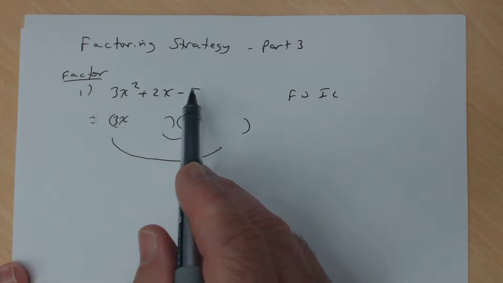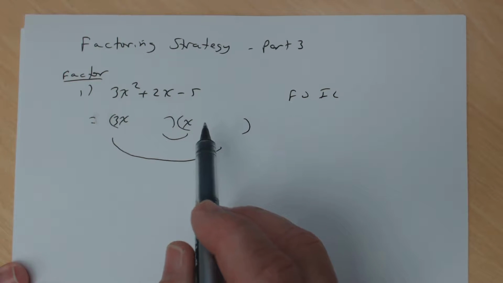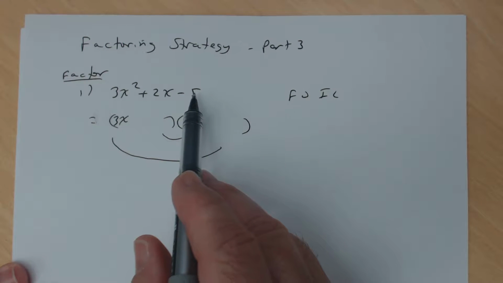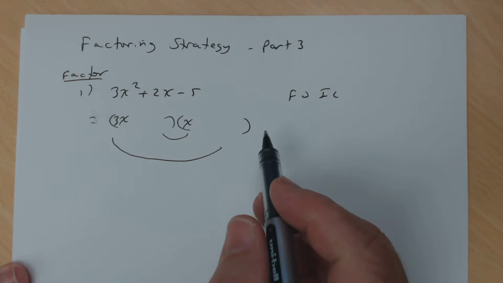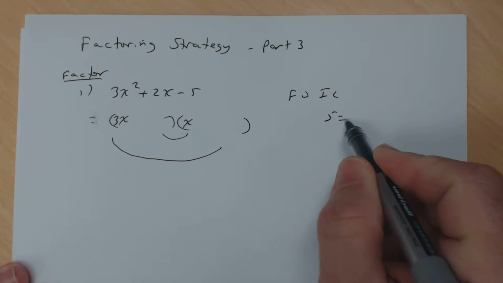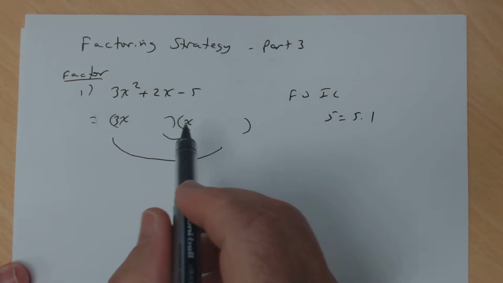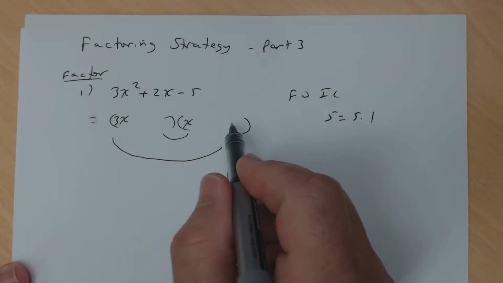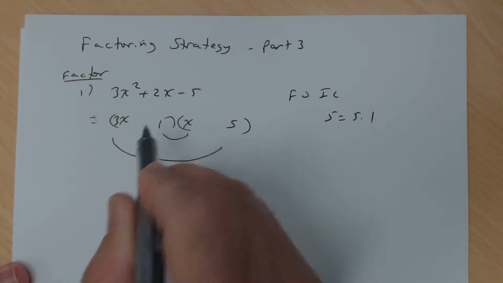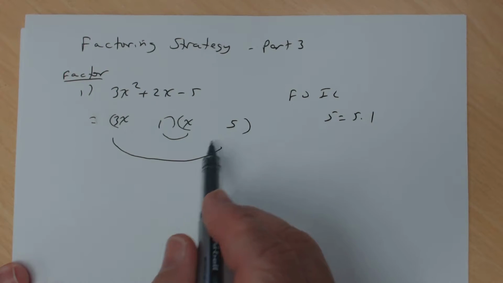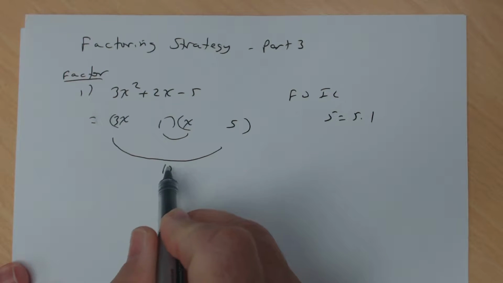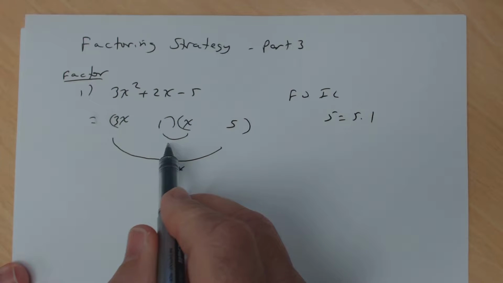Okay, so I know that the last term is -5, but let's just look at the absolute value for right now. 5 is prime, so that's going to make it easy. So the only possibility for 5 is 5 times 1. So let's go ahead and put the 5 here and the 1 there and see if that works. So the outer term is 15x. The inner term is just x.